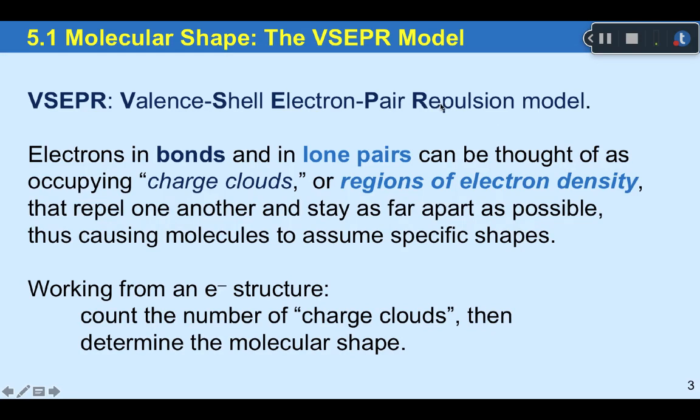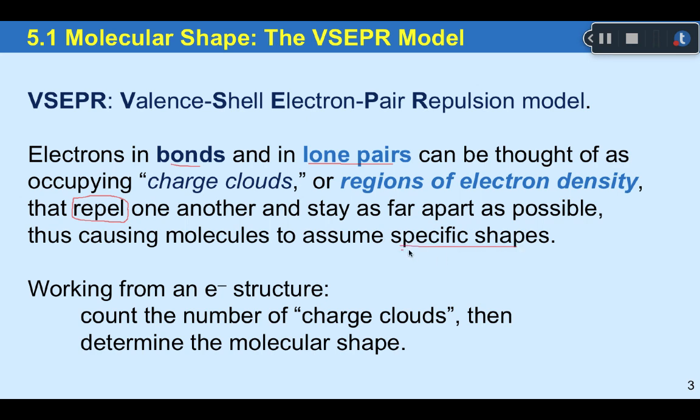VSEPR kind of looks like a funny acronym. It's valence shell electron pair repulsion model. Some folks like to make it pronounceable, but it doesn't really have enough letters. VSEPR refers to the notion that electrons in bonds and in lone pairs both can be thought of as what we call charge clouds. In other words, regions of electron density that are very much negatively charged and therefore repel one another in a molecule, and they force the bond or lone pairs to stay as far apart from each other as they possibly can, resulting in specific shapes.